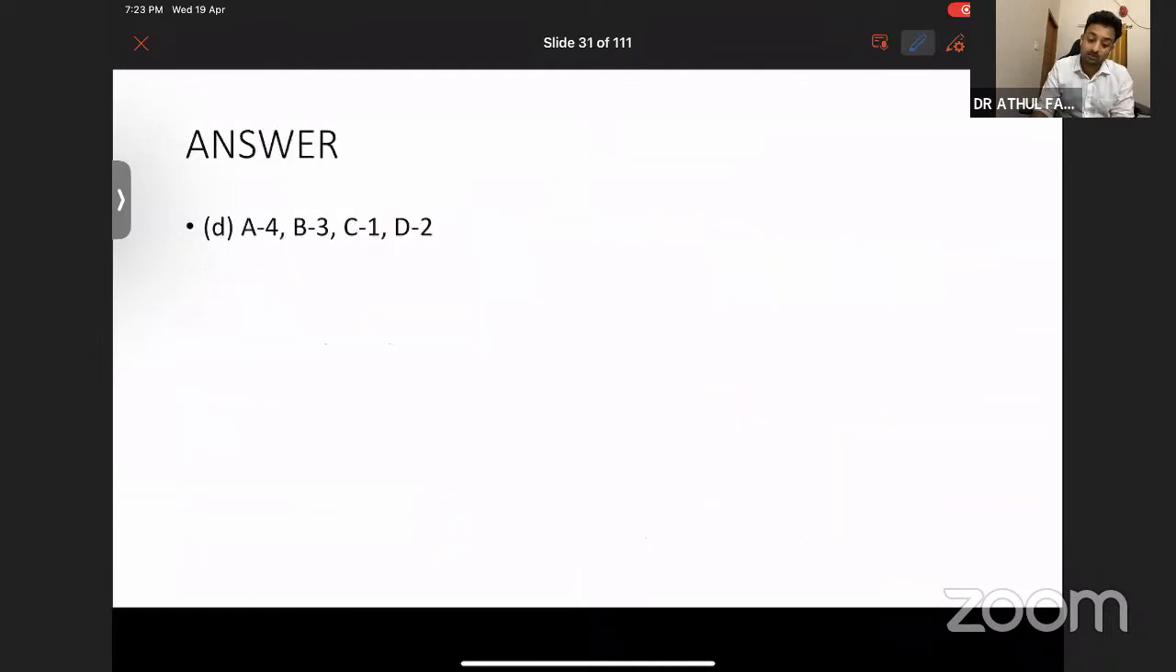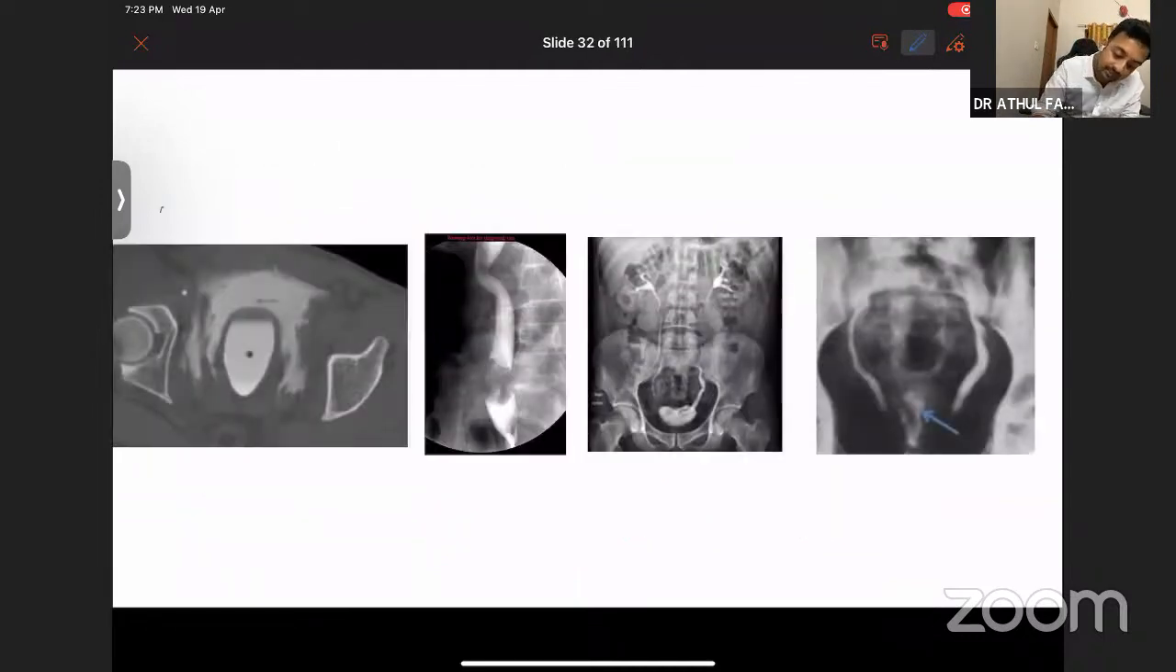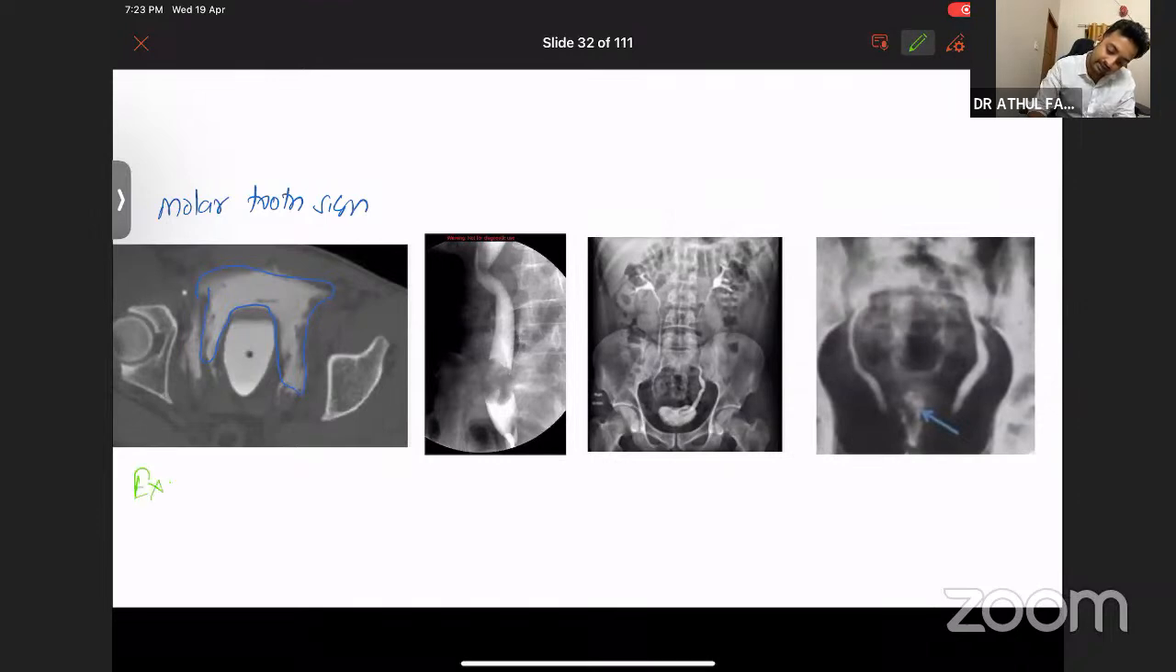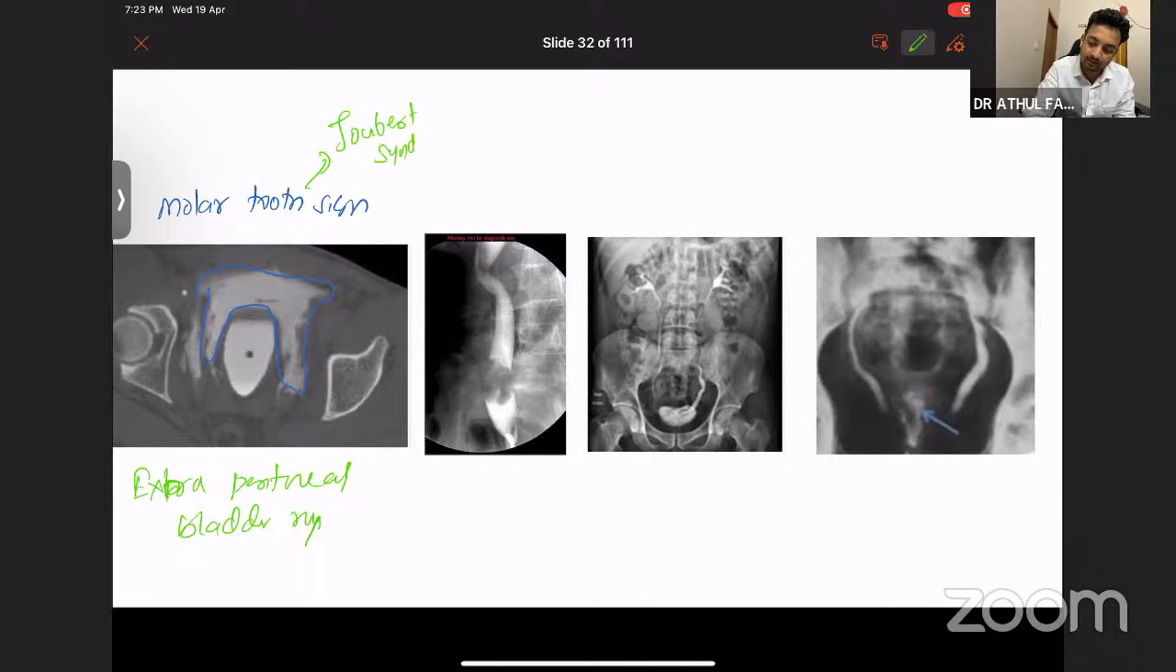Okay. So we will see the images one by one. So this is the classical molar tooth sign. See, there is extravasation of the contrast after the rupture of the bladder. This is extraperitoneal bladder rupture. Where can you see the molar tooth sign in the brain? What is the name of the syndrome? Yeah, it is Joubert syndrome. Joubert syndrome in the brain can have this molar tooth sign. All these are very, very important.